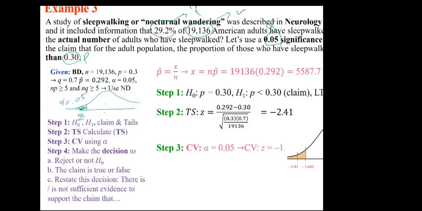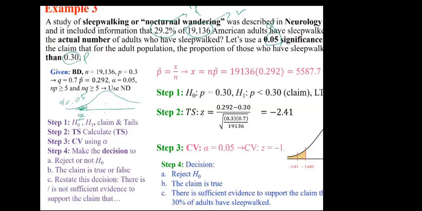When H0 is rejected, H1 is accepted. That means the claim is accepted. That means the claim is true. Here's the decision. Reject H0. The claim is true. There is sufficient evidence to support the claim that fewer than 30% of adults have sleepwalked.